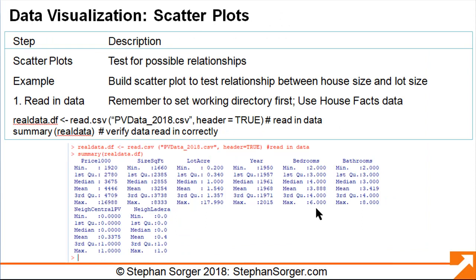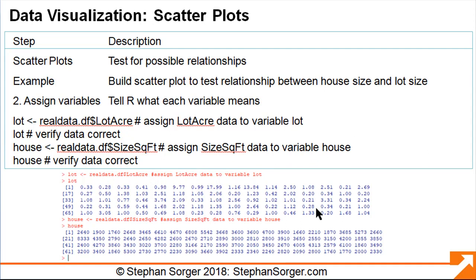Scatter plots are useful for data exploration to discover possible relationships. For example, we could build a scatter plot to test the relationship, if any, between the size of the house and the size of the building lot. We start by reading in the house facts dataset and verify that it was read in correctly.